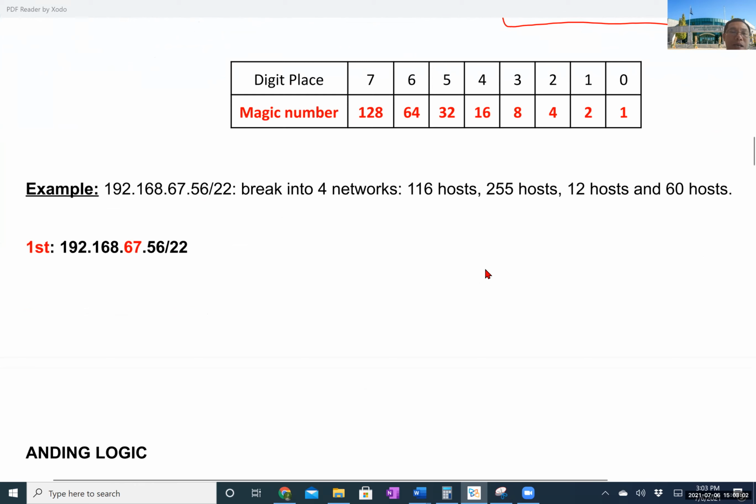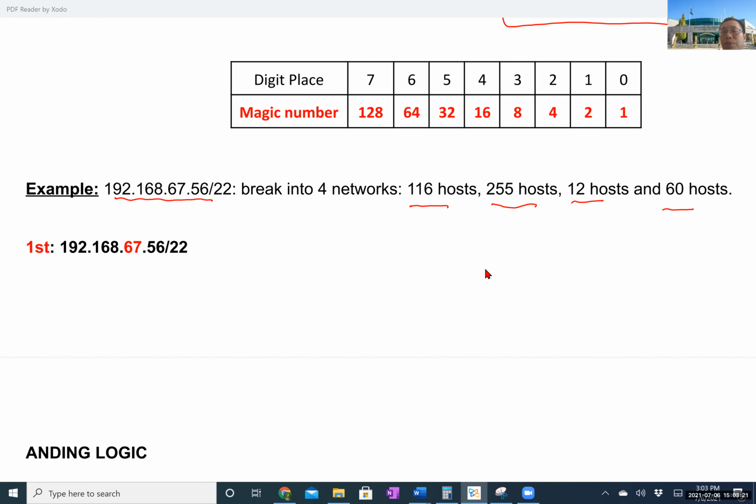Right now, let's go to a specific example here. I have the IP address here. This is not the network address, right? So I have the IP address and the subnet mask /24 here. Now I'm asking you to break it down into 4 subnets. This one, you have this one, you have this one, and this one here.